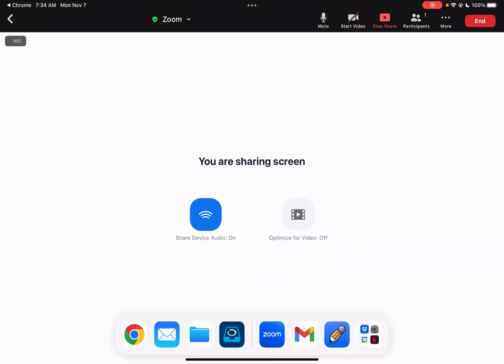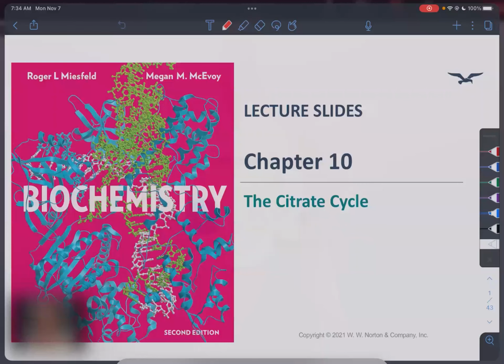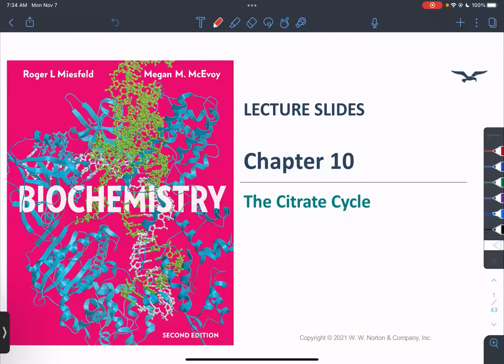Okay, so we're going to start chapter 10 today, the citrate cycle. So we covered glycolysis, and we know at the end of glycolysis, we have pyruvate. And we did get a little bit of ATP in converting glucose to pyruvate, but the most ATP that comes from metabolism of glucose comes from the citrate cycle and oxidative phosphorylation. So you get a little bit out of glycolysis, but glycolysis is really great because you can do it anaerobically.